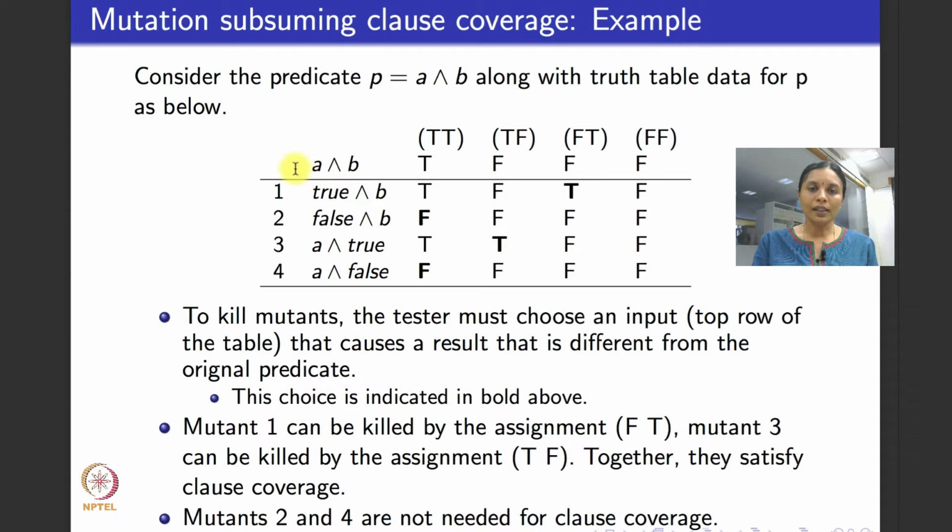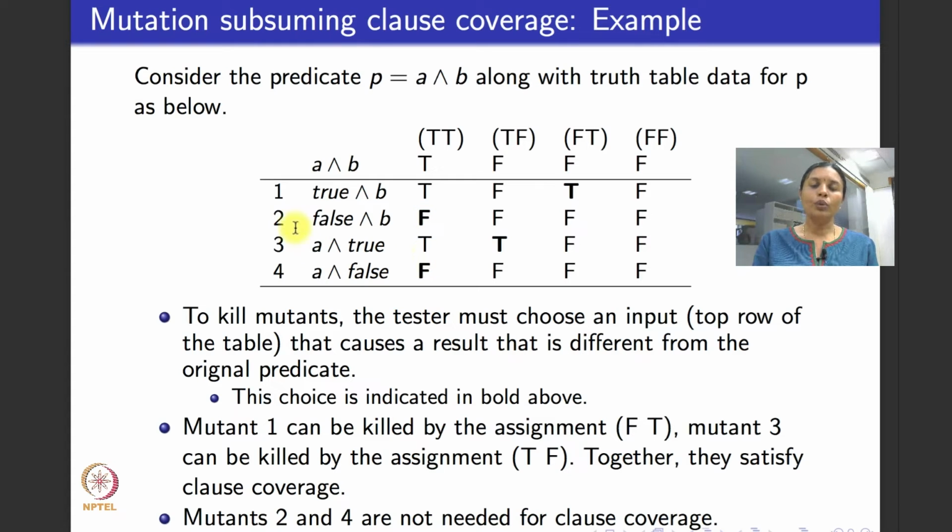Similarly, if I take this as the original predicate and this is the mutated predicate where I replace A with false, to be able to kill this mutated predicate, the only test case that will kill will be this one. A is true, B is true, because the value of the original predicate here is true, whereas the value of the mutated predicate is false. Similarly for the other rows.